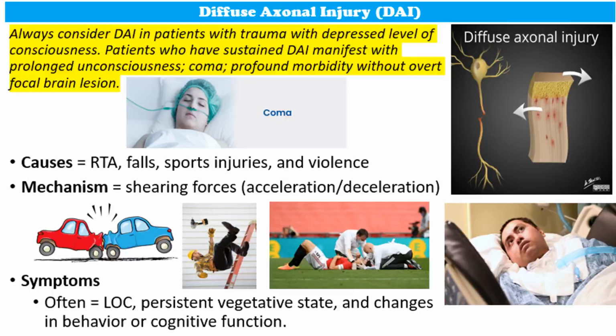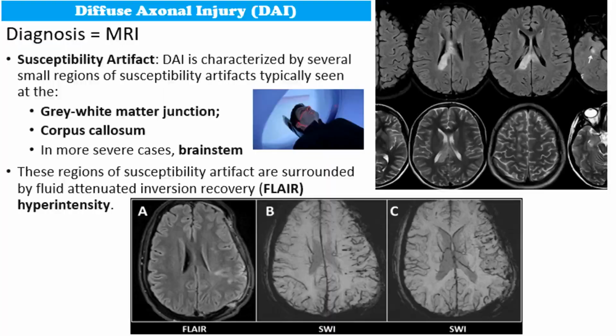The most common causes of diffuse axonal injury are motor vehicle accidents, falls, sports injuries, and violence. Symptoms can vary widely, but often include loss of consciousness, persistent vegetative state, and changes in behavior or cognitive function. Diagnosis typically involves imaging techniques such as MRI, which can reveal several small regions of susceptibility artifact, typically seen at the gray-white matter junction and in the corpus callosum. In more severe cases, they can be seen in the brainstem. These regions of susceptibility artifact are surrounded by FLAIR hyperintensity.